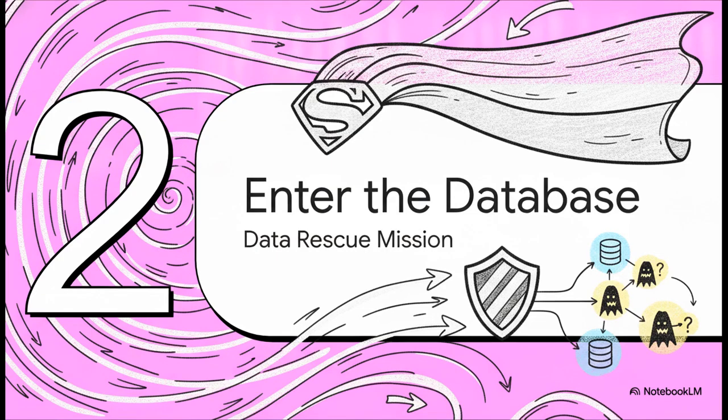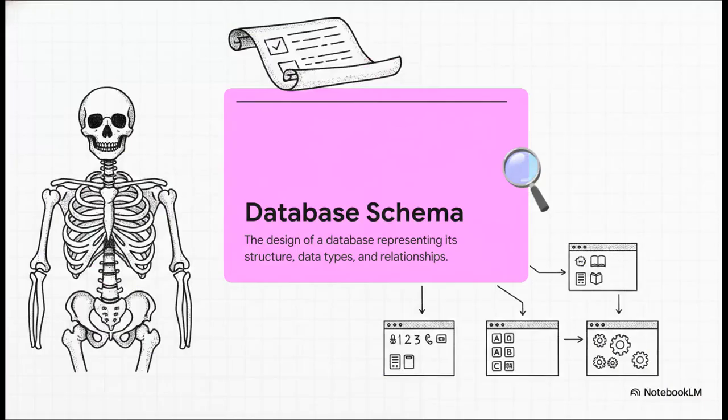Enter the database. Our data rescue mission. Okay, so to defeat these data villains, we need a hero, right? That hero is the Database Management System, or DBMS. This software swoops in to completely centralize our data. But it has to start with a plan. That plan is called a database schema. This is the logical architecture of a database.